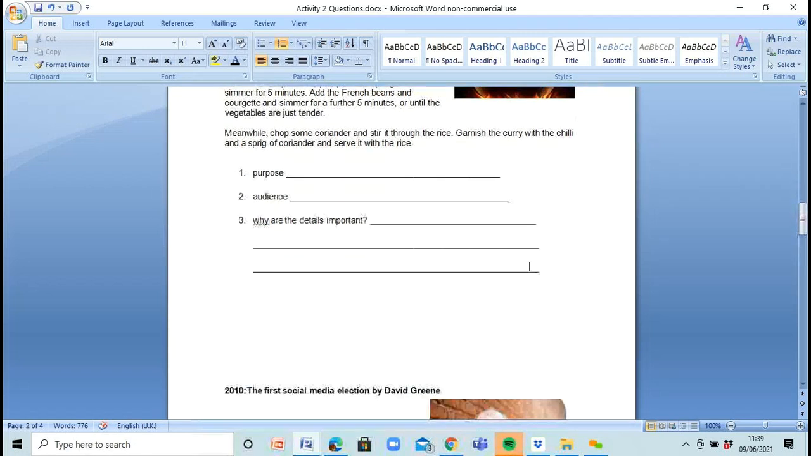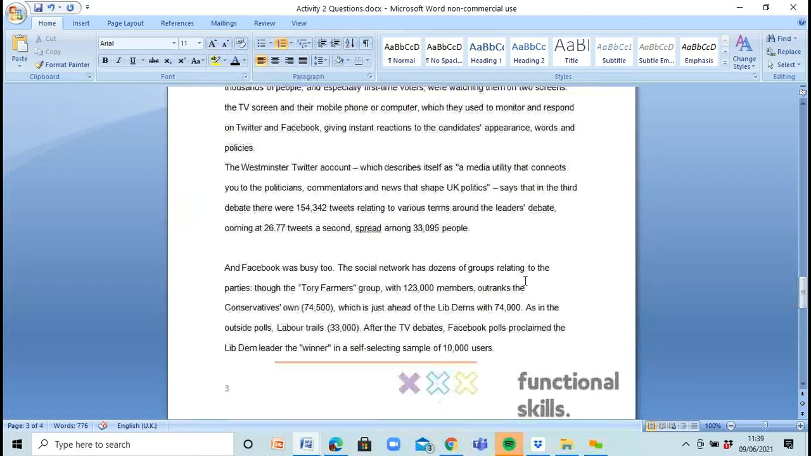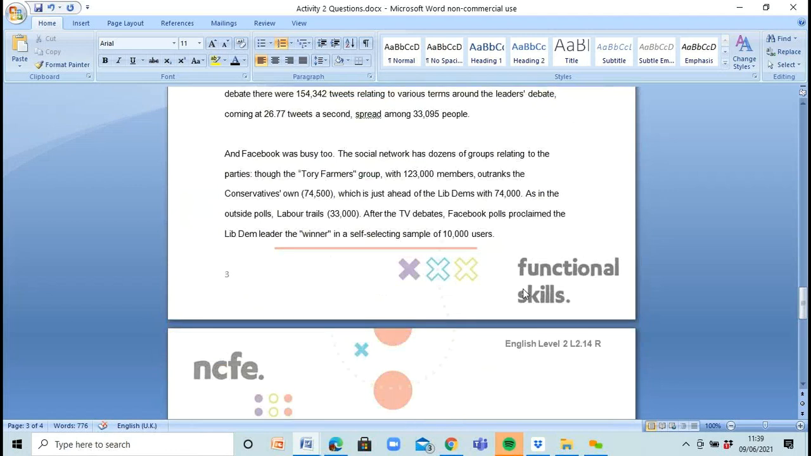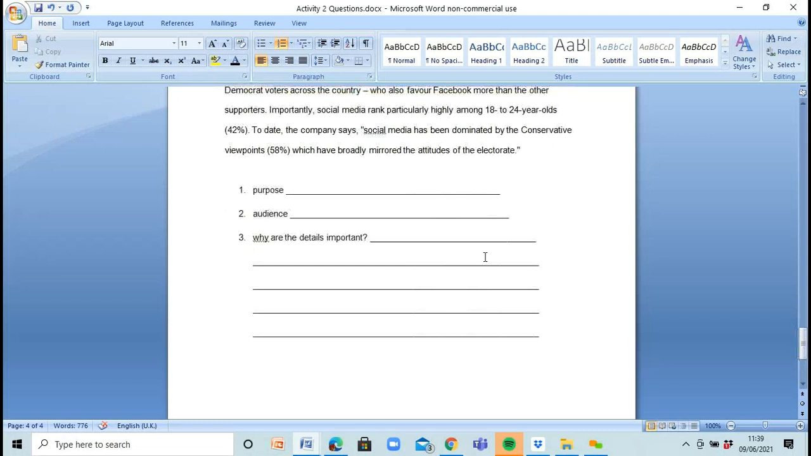And then the last one again is just about politics. They're talking about what's going on in Westminster and everything. This is a bit longer. And again, what is the purpose? Who is the audience? And why are the details important? So summarize it in this little section here. Why are they important?